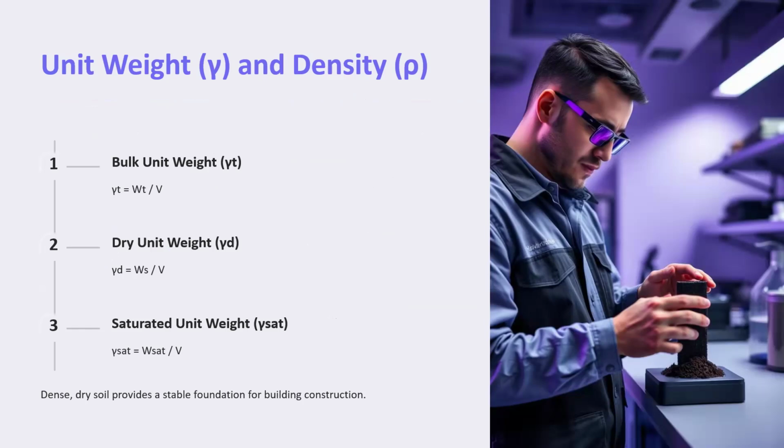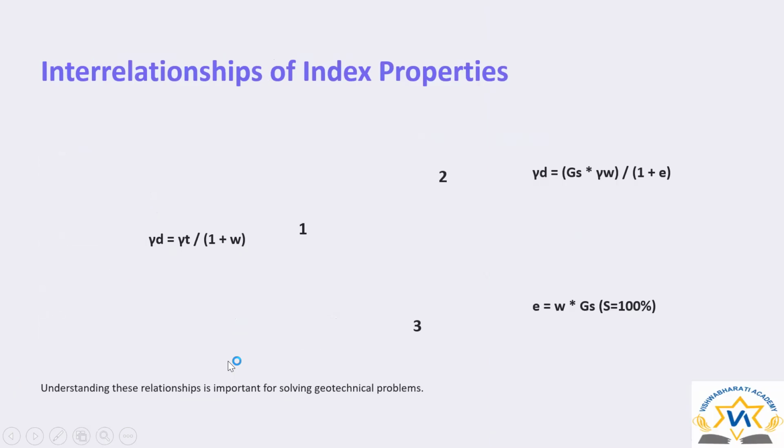Unit weight and density. In this figure we show some formulas for calculation of unit weight. First is bulk unit weight, then dry unit weight and saturated unit weight. The formulas are shown in this picture.